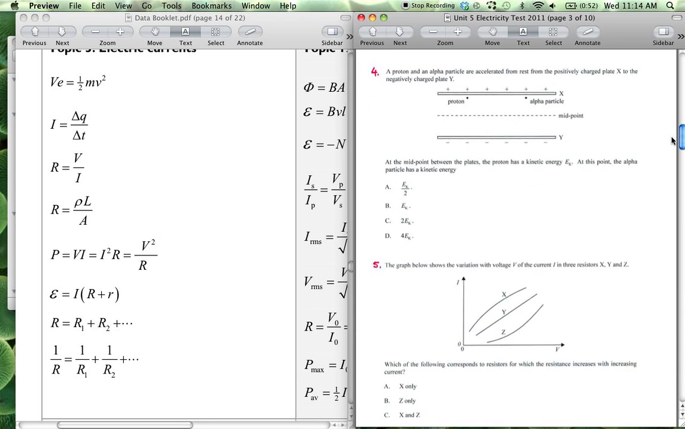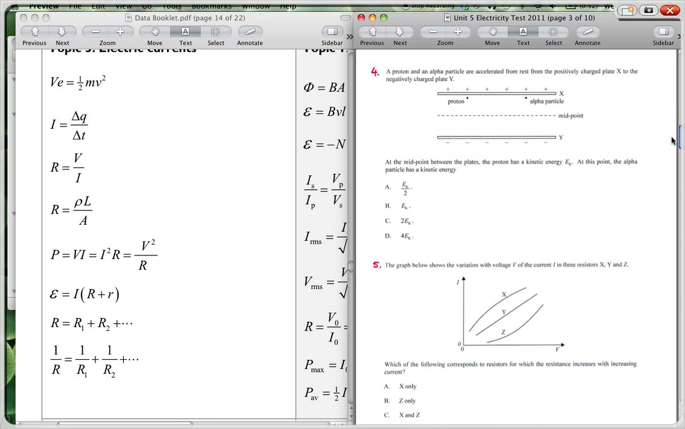For question 4, it says a proton and an alpha particle are accelerated from rest through a positively charged plate X to a negatively charged plate Y. At the midpoint between the plates, the proton has a kinetic energy of Ek. At this point, the alpha particle has a kinetic energy of what?